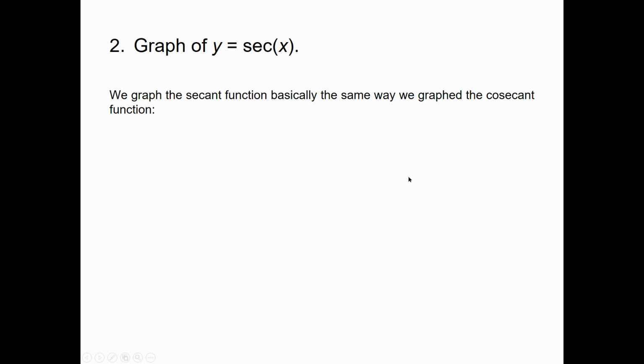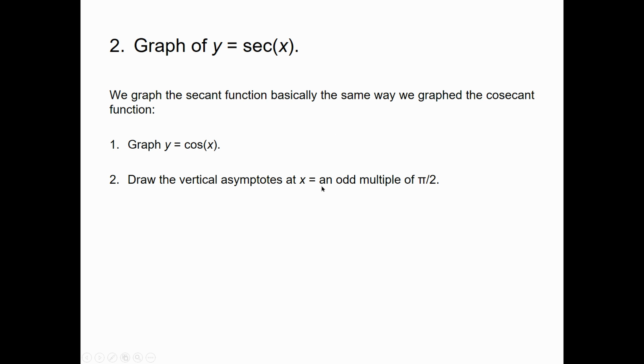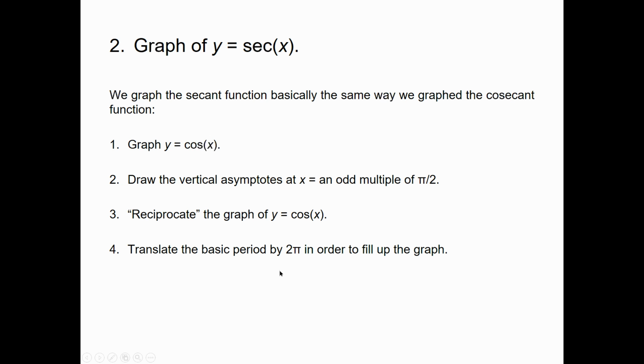So the graph. Again, we're going to sketch in the cosine of x lightly and then flip it over to get y equals secant. So we're going to draw the vertical asymptotes at x equals an odd multiple of pi over 2 and reciprocate the graph of y equals cosine of x. Translate the basic period by 2 pi in order to fill up the graph.